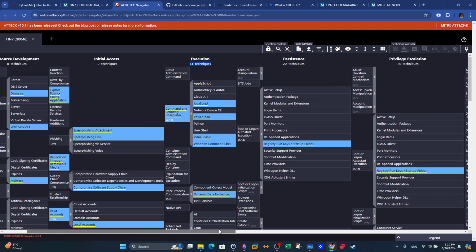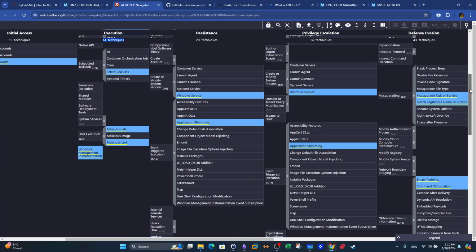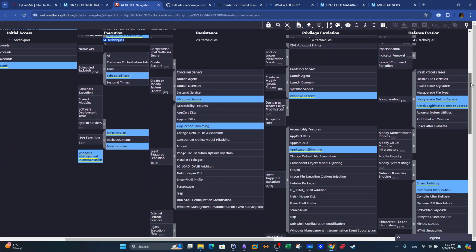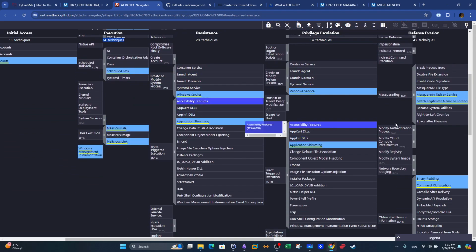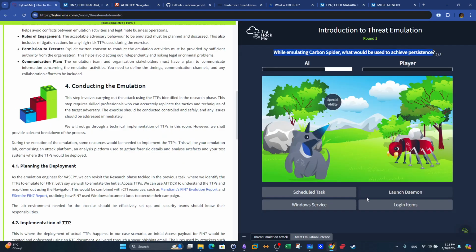Back to the persistence tactic. Under persistence, we have 20 techniques, among which we have registry run keys, startup folders, and other techniques, Windows services, application shimming. As you can see, guys, there are many techniques under every tactic. It's going to be impractical if you attempt to emulate all of this, right? Alternatively, you're going to choose the techniques that fit the scenario. In the scenario, we have 4 from which we're going to choose: launch daemon, login items, Windows services, and scheduled task.